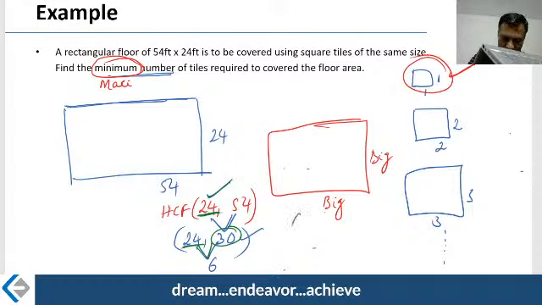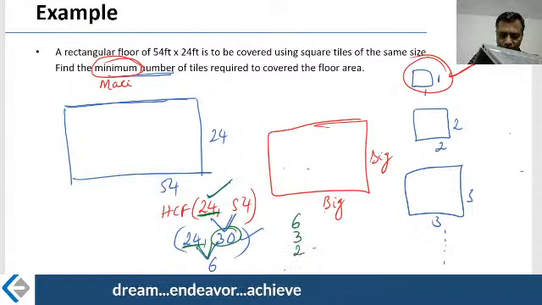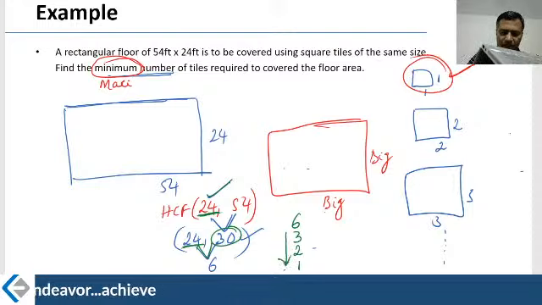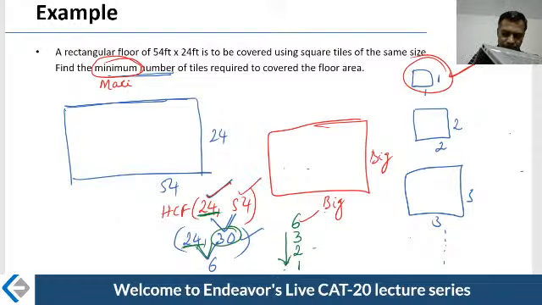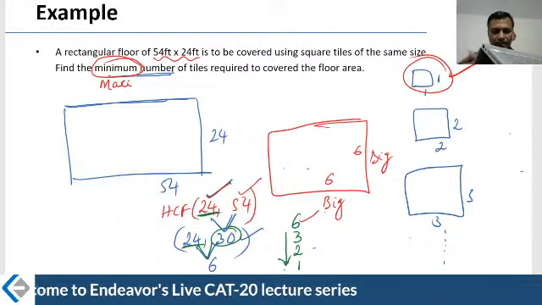Now at this stage, either 6 is the answer or the factors of 6. What are the factors of 6? 3, 2, 1. Put them in reverse order. Now check with this 6. Does 6 divide both the given numbers? Does 6 divide 24? Yes. Does 6 divide 54? Yes. Therefore, the tile size is 6 by 6. That is the size of the tile. That is the largest tile that you should use to cover this particular floor area.